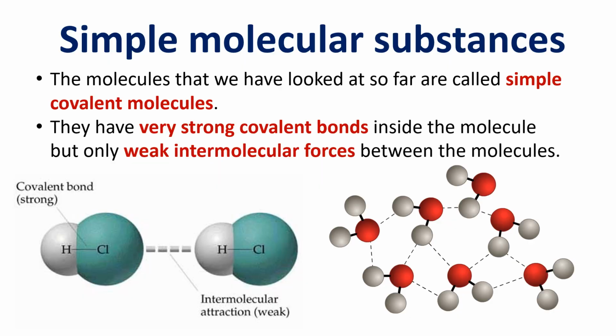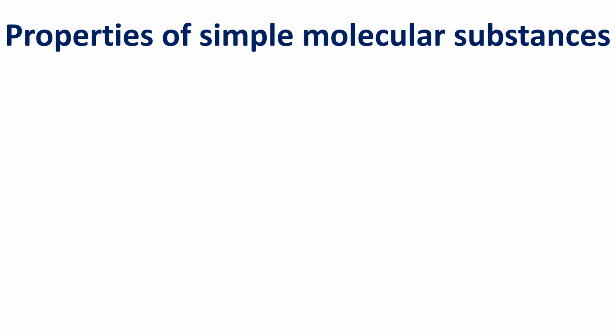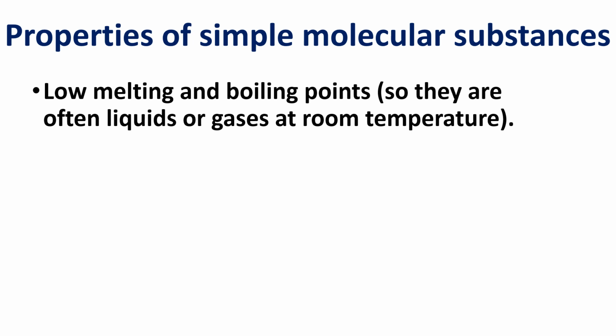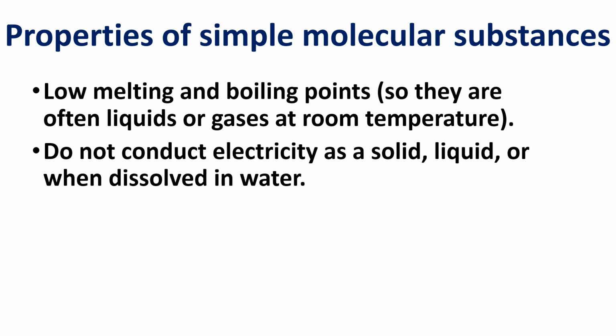So, simple molecular substances. Molecules we've looked at so far are called simple covalent molecules. Strong covalent bonds, weak intermolecular forces between the molecules. So simple molecular substances have low melting and boiling points, so they're often liquids or gases at room temperature. They do not conduct electricity as a solid or a liquid, or when dissolved in water.